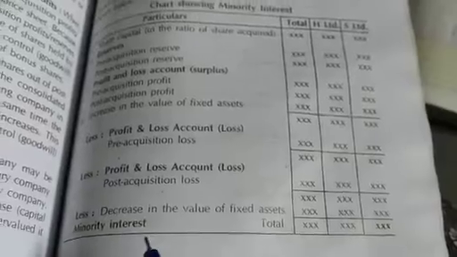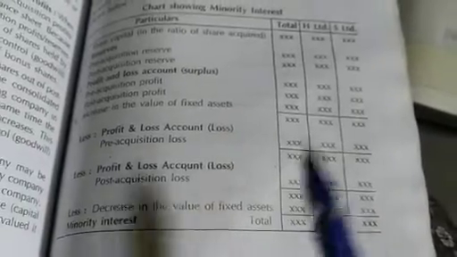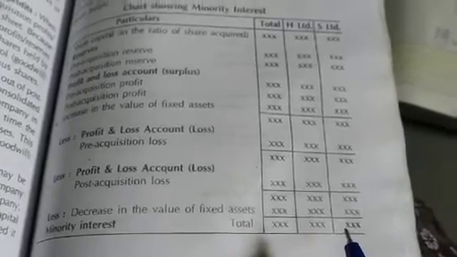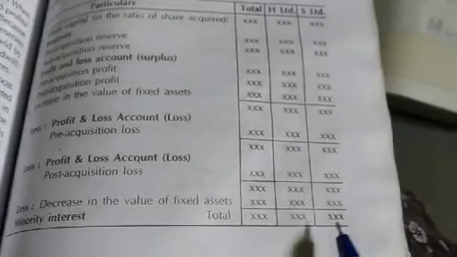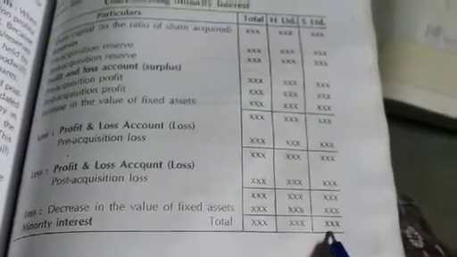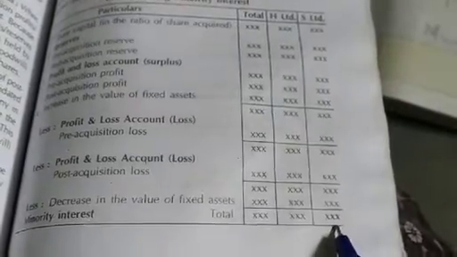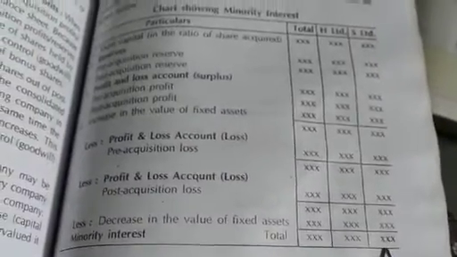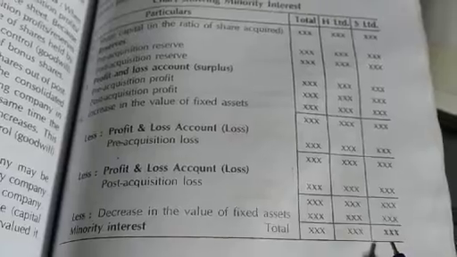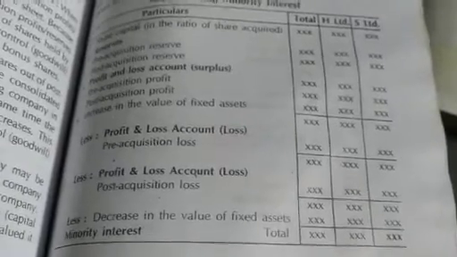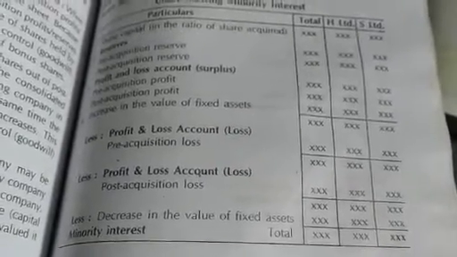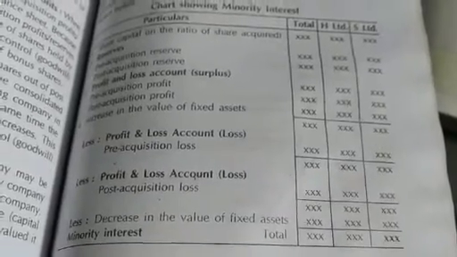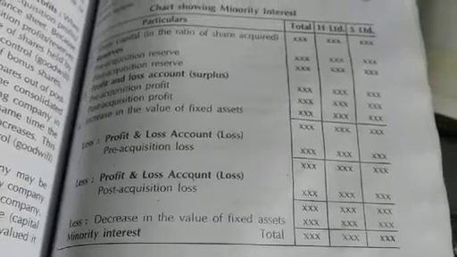In that, the subsidiary company's total is called the minority interest. That is the figure in bold letters, XXX: S Limited, that means the subsidiary limited total, is called the minority interest. So this chart shows how to calculate the minority interest. You can understand it better while I explain the problem, so now I am going to move on to the problem.